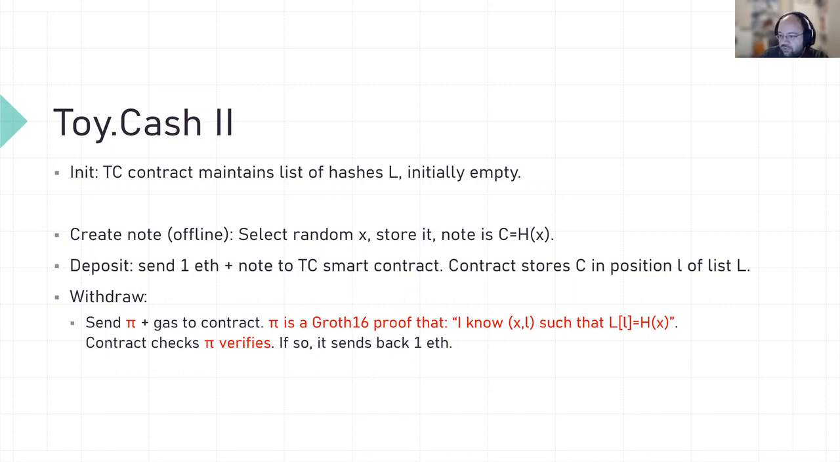Okay, answer from chat: this allows double spending. It does, because at this point, the contract actually never knows what X or what L is. So there is no way for the contract to delete a spent note. There is no such concept. So notes can be spent multiple times, and the proofs do not discount that in any way. So this is a problem. This is clearly a problem.